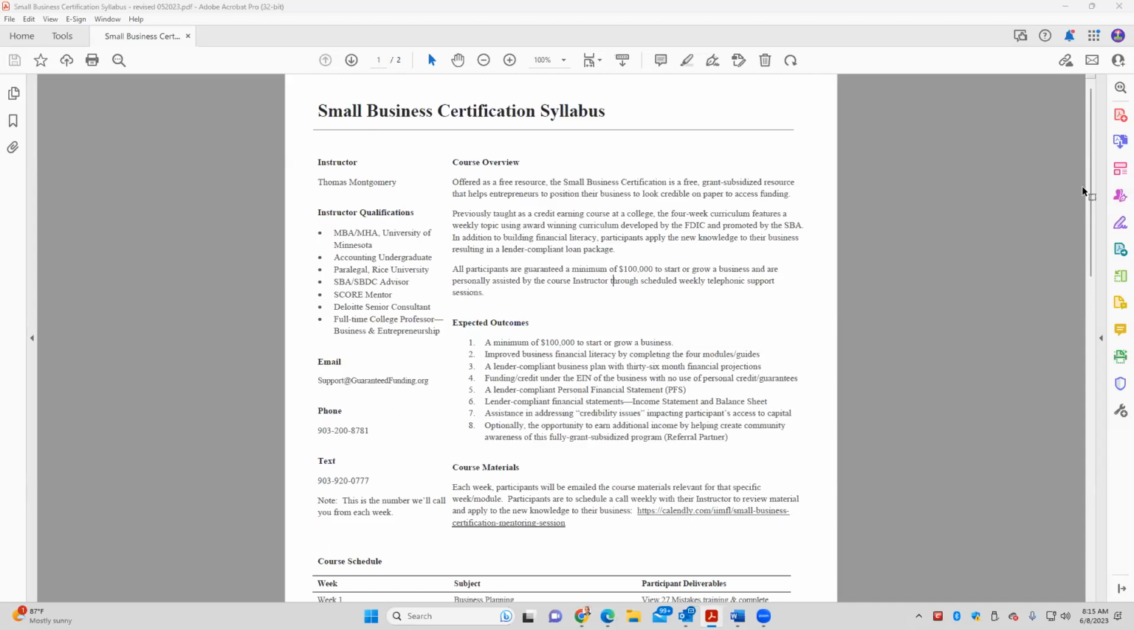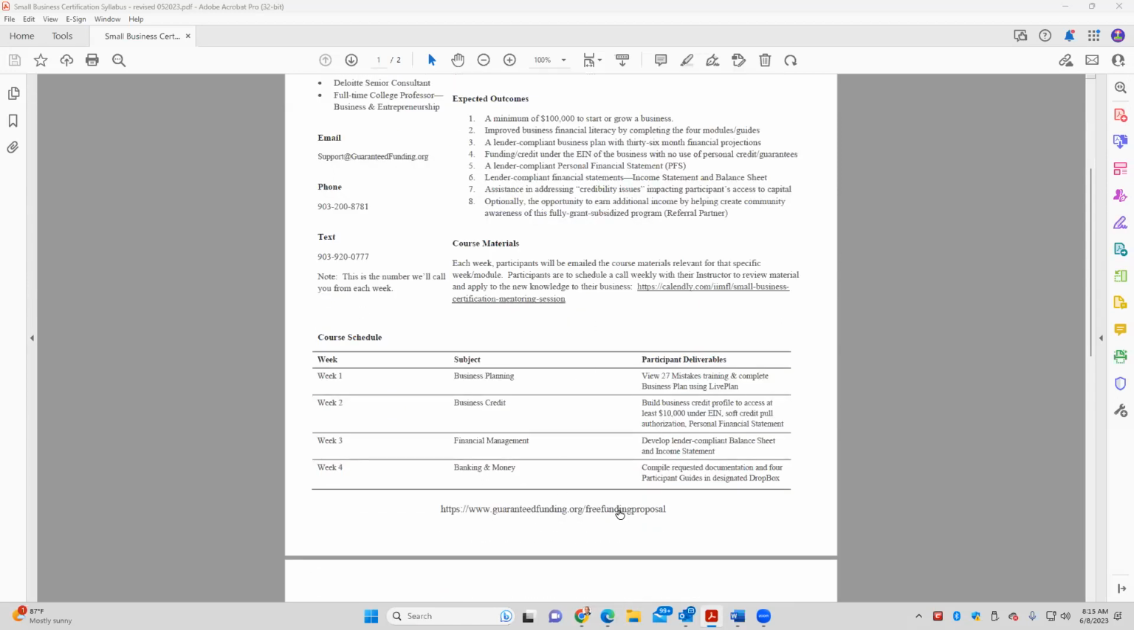This is just simply bringing more attention to this award-winning financial literacy curriculum that we provide to participants once they have requested a free funding proposal. So sorry if there's any confusion. So this isn't something new. This isn't something different.